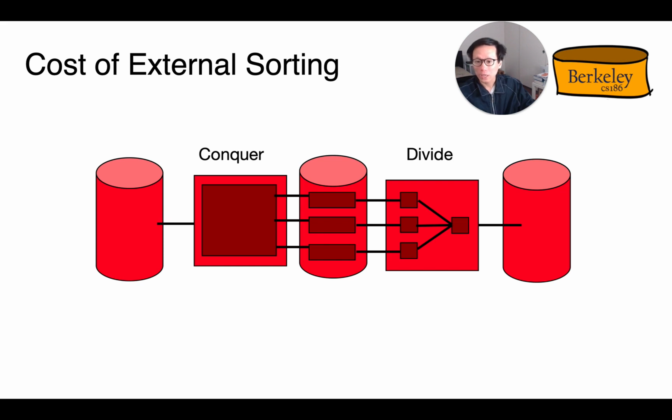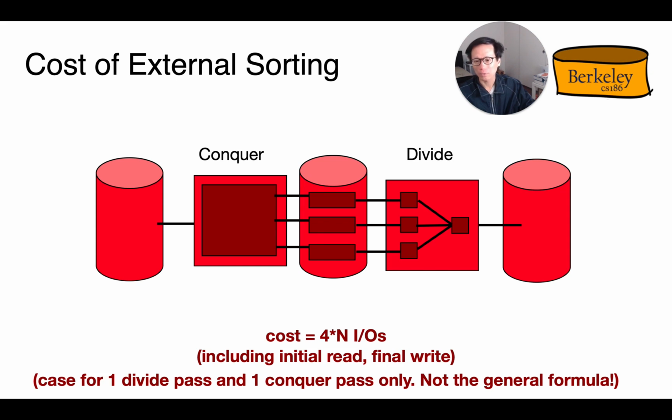Again, we read in the input and we write the output in pass 0. We read the results and we merge them when we write them back in the output. That's for a file of approximately b squared in size.